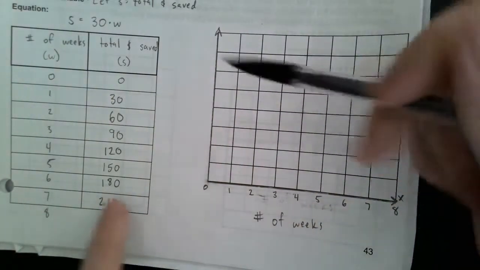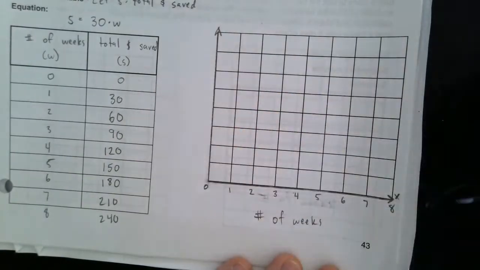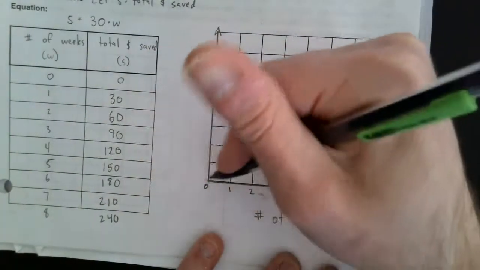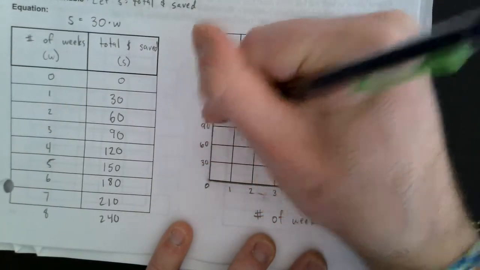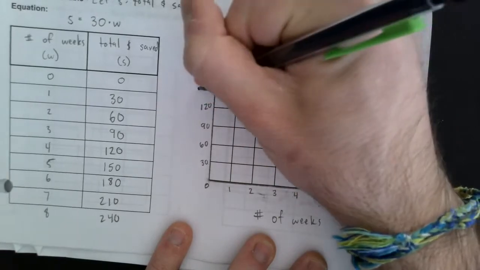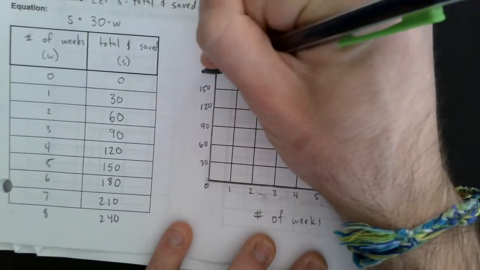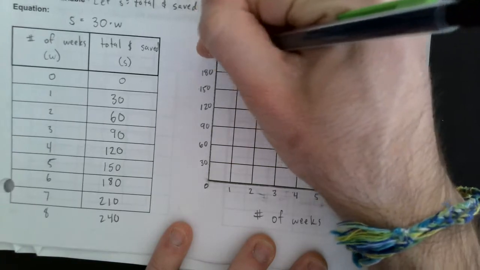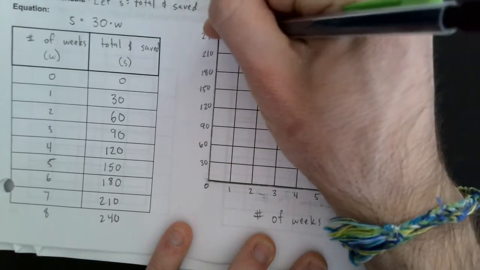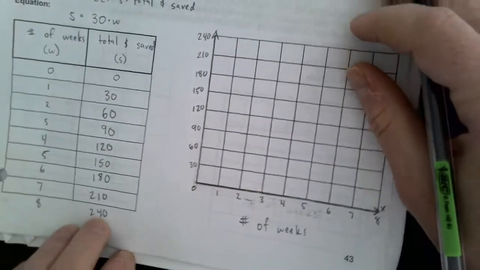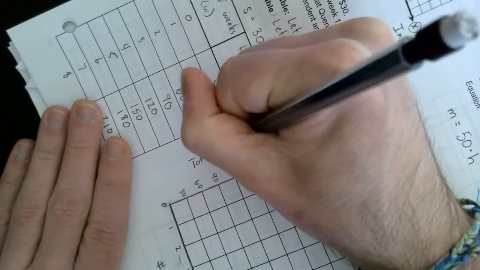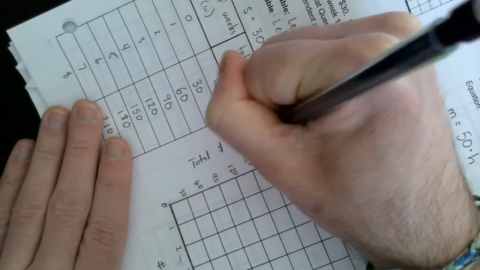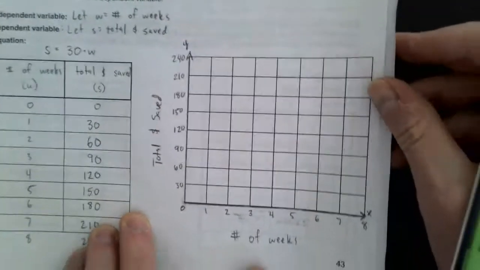Okay. The total number saved is going up by 30, it looks like. So that's what we're going to do as well. We'll go up by 30. 0, 30, 60, 90. We're just kind of using the numbers from the table, in fact. 150, 180, 210, 240. And we got to label this. This is going to be total money saved. That's the y-axis. This is going to be the output. We'll call that y.